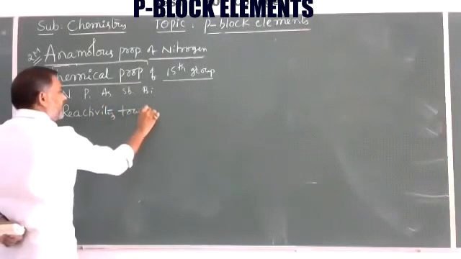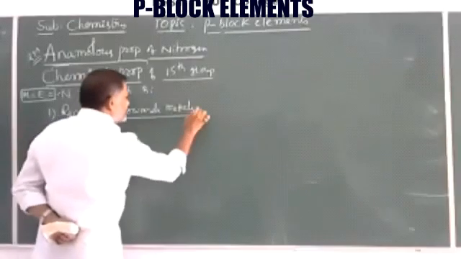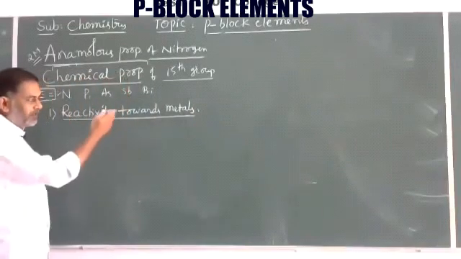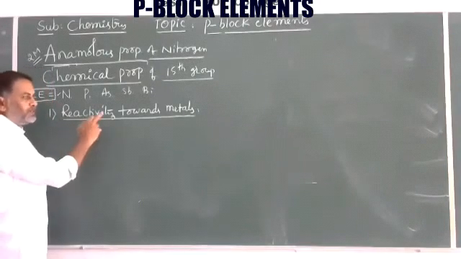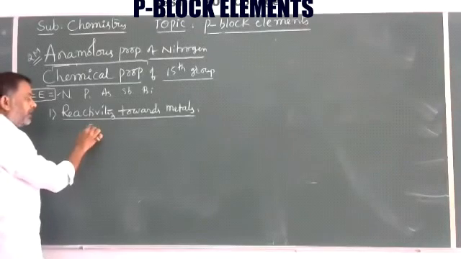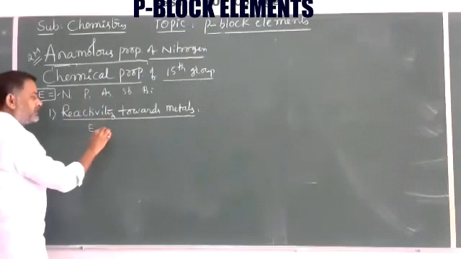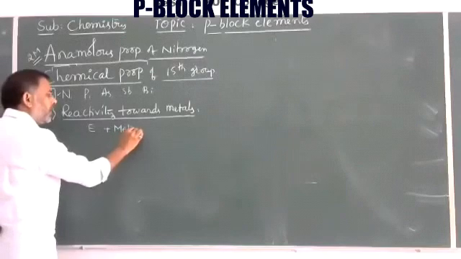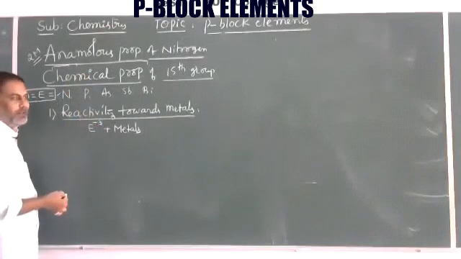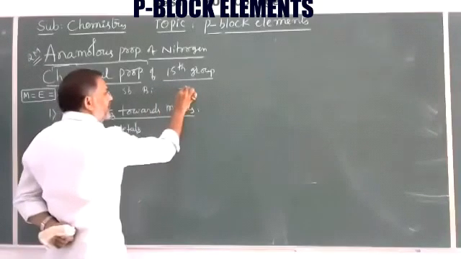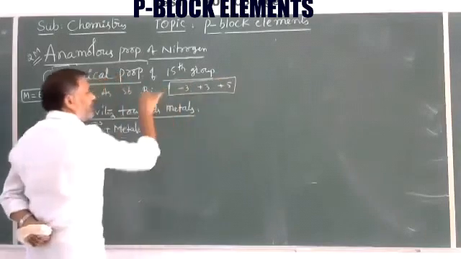Reactivity towards metals. Why is reactivity towards metals introduced? To explain the next property, reactivity towards hydrogen, we want this simple concept. That's why we first introduce this. Now in this reactivity towards metals, the 15th group elements generally react with metals in all cases. These elements show the -3 oxidation state, because the common oxidation states of 15th group elements are -3, +3 and +5.